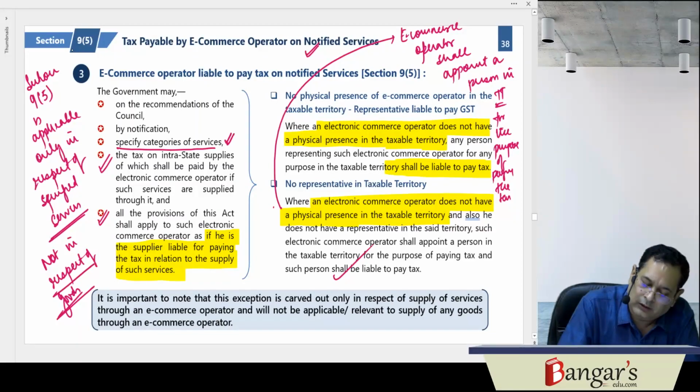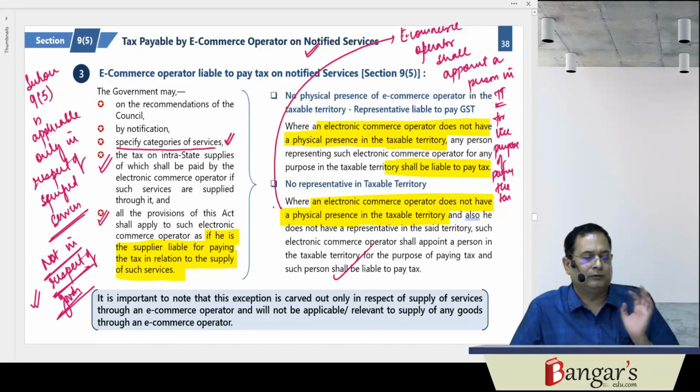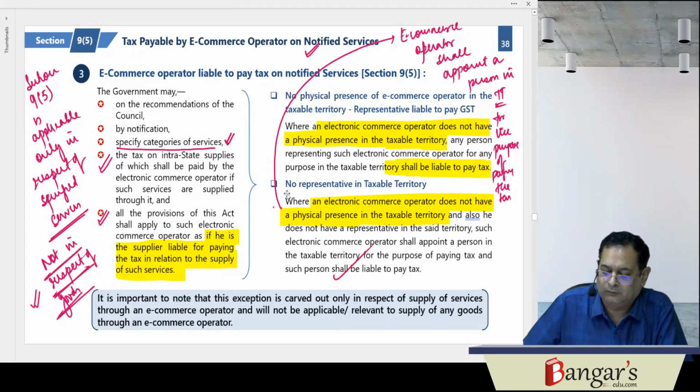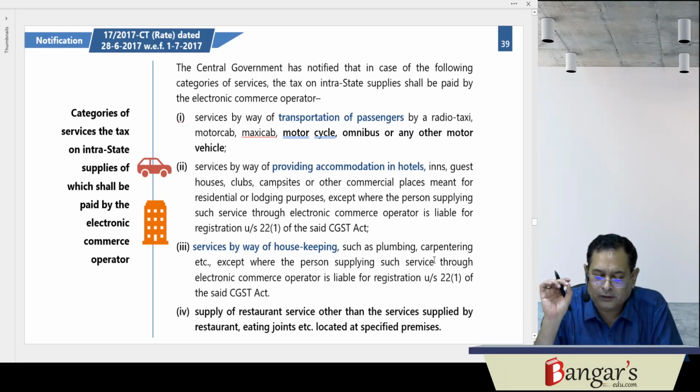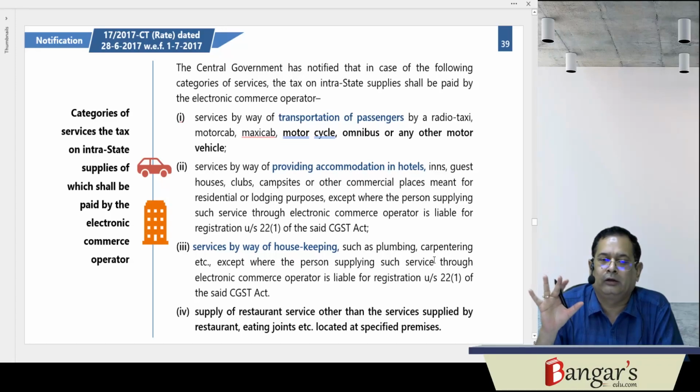It is applicable only in respect of specified services, not in respect of goods. Okay. Now, what are the categories of these services? The tax on the intrastate supplies of which will be paid by the e-commerce operator. So let us now see what are the categories of the services, the tax on the intrastate supplies of which will be paid by the e-commerce operator.